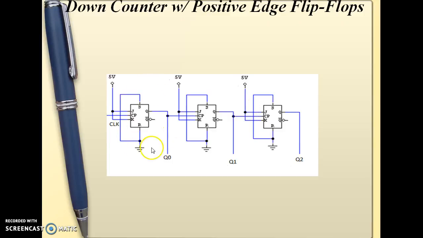The same positive edge triggered flip-flops can be configured as a down counter by connecting the Q output of the previous stage to the clock input of the next stage. So here also the JK flip-flop should be connected to logic high state to ensure toggling. This counter also counts from 111 to 000.